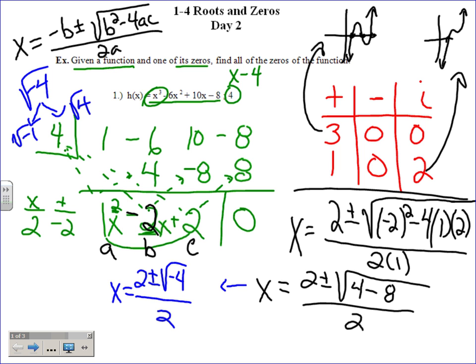Well, what is the square root of negative 1? i. What's the square root of 4? We happen to know that one. It is 2. So you do agree that the square root of negative 4 can get replaced with 2i. It's the same thing. Agreed? Okay. So x equals 2 plus or minus 2i, all divided by 2. All I did was replace it.